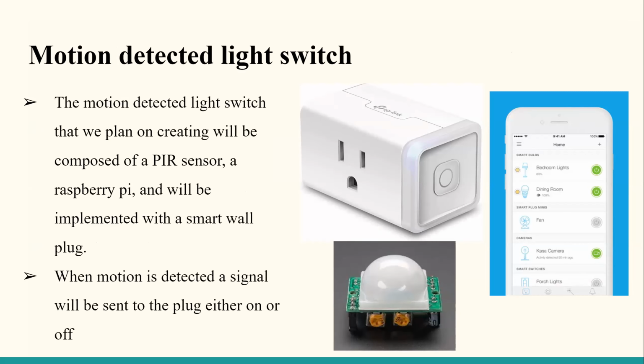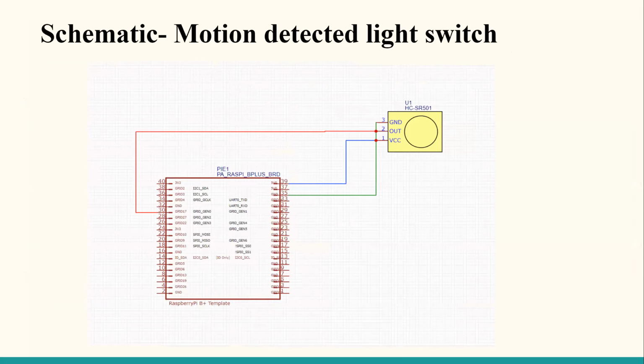The project I created was the motion detected light switch. It consisted of a PIR sensor, a Raspberry Pi, as well as a smart plug. The app that came with the smart plug was going to be integrated with the Raspberry Pi. Whenever motion was detected by the PIR sensor, it would send a signal to the Raspberry Pi to either switch the plug on or off.